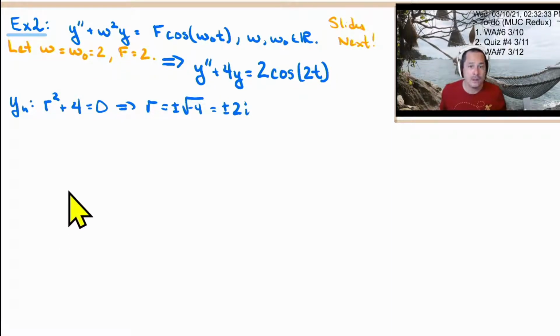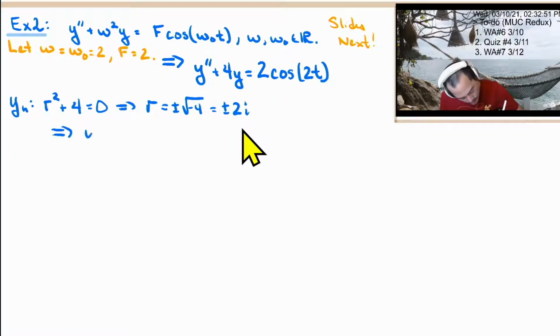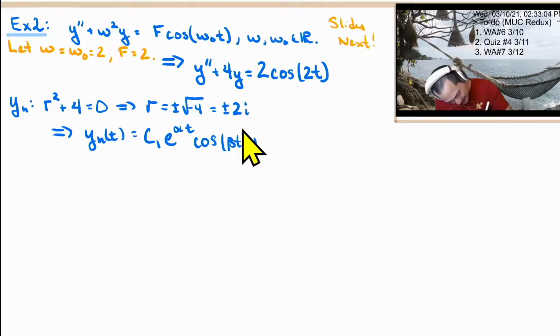So I write down my homogeneous or the characteristic equation for the homogeneous problem. I get r squared plus 4 is 0. That means r is equal to plus or minus the square root of negative 4, which means I get plus or minus 2i. Okay? So that means my homogeneous solution as a function of time is going to be, well, what happens when I get i's? I'm going to get c1 e to the alpha t times the cosine of beta t plus c2 e to the alpha t times sine of beta t.